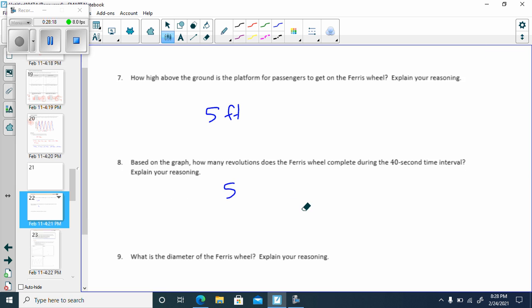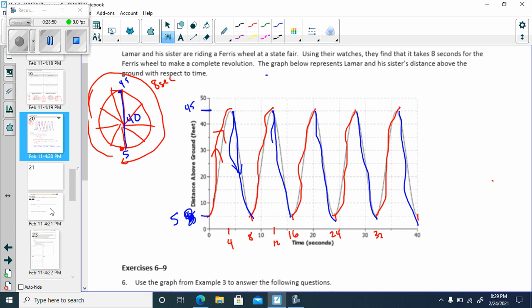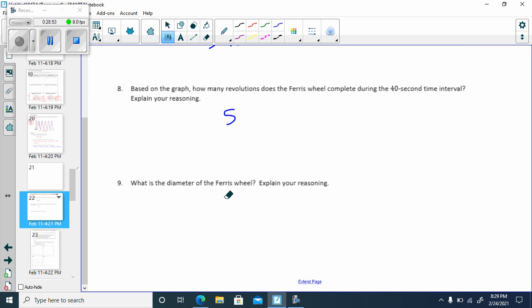Now, what's the diameter of the Ferris wheel? Well, let's look at this. If you're starting 5 feet off the ground, you're starting at 5 feet here. And then when you reach the top, you're at 45 feet. Then what is this distance here? If this is 45 and that's 5, 45 minus 5 would be 40 feet, okay? So the diameter of the Ferris wheel would be 40 feet, all right?